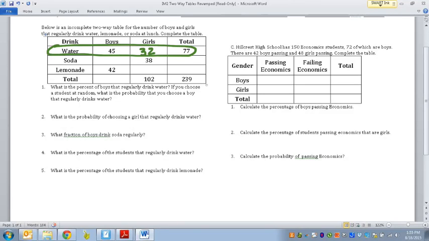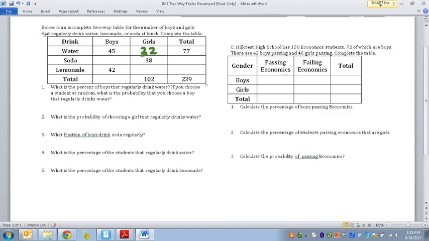All right, and with soda, let's go ahead and take care of soda. I don't know how many boys. I know how many girls, but I don't have a total. I need at least two of the numbers in a row or a column in order to do the math, so I can't do it there. Same thing for lemonade. I only have the boys. I don't have the girls or the total.